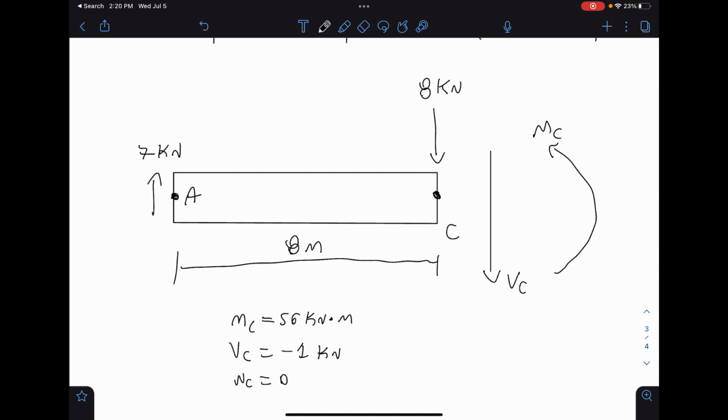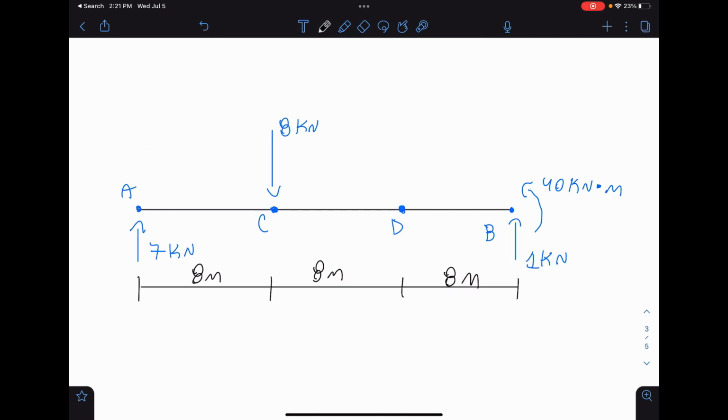So let's erase everything. Our internal forces at C are our bending moment, shear force, and normal force. Our bending moment is 56 kilonewton meters. Our shear force, which is our cutting force, is negative 1 kilonewtons. And our normal force, which is our pulling or pushing force, is actually 0. There is none. So now we need to do the exact same thing, but for D. Now we want to do it at D. So right here.